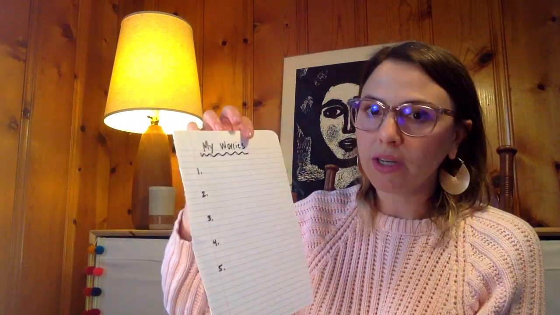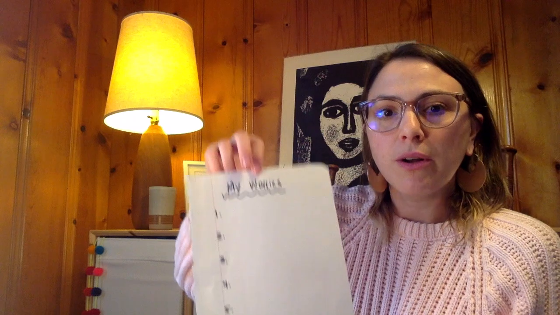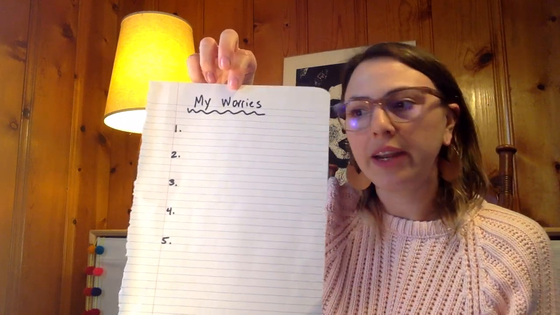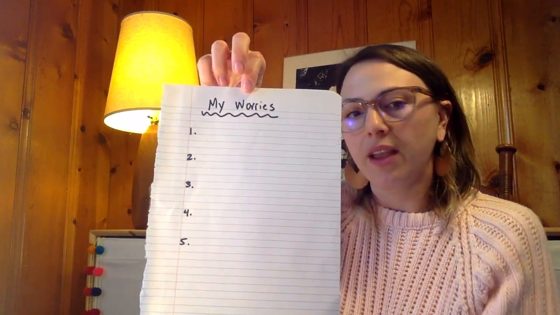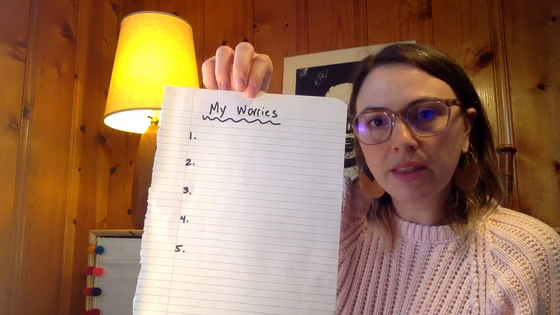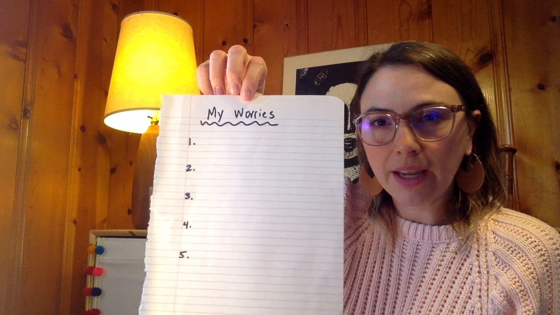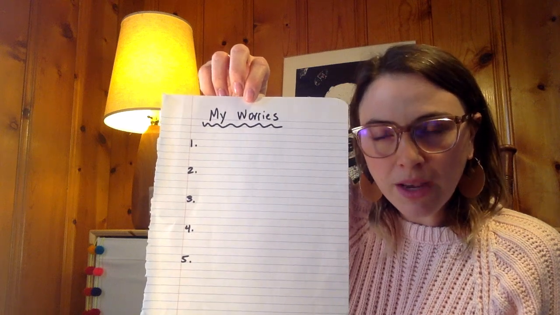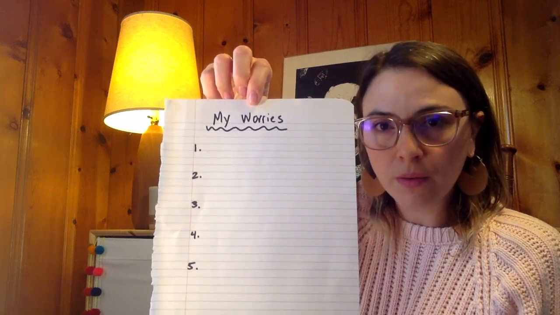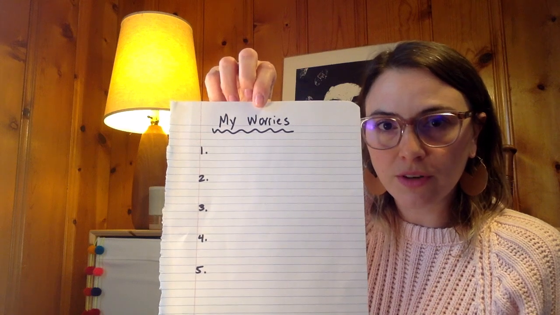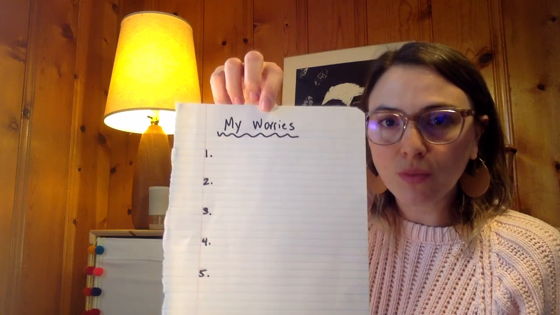You can see I just tore this out of one of my daughter's little notebooks. And I just wrote at the top, my worries. And then I just put some numbers here. And I'm just going to make a list of some of the things that I feel nervous or worried about right now. Can you do that too? Can you make a worry list at home? And then tomorrow we'll start to brainstorm some things that you can do to combat those worries.